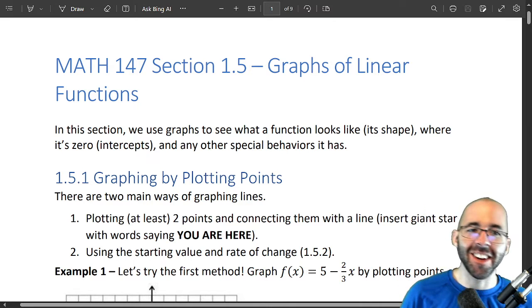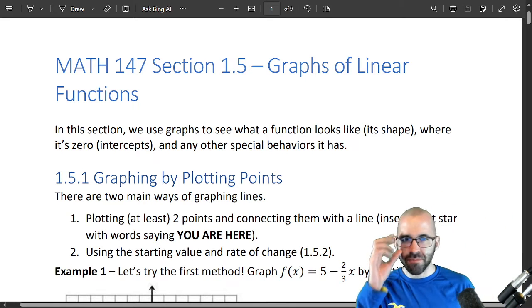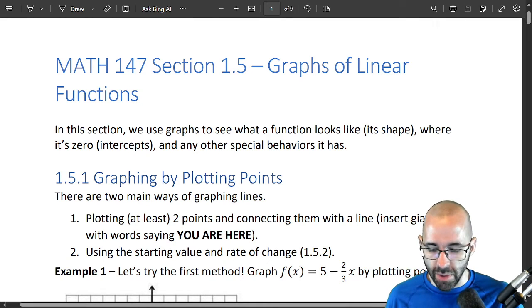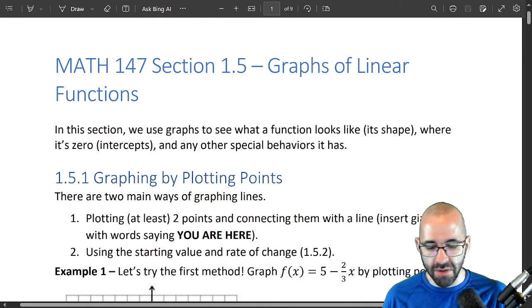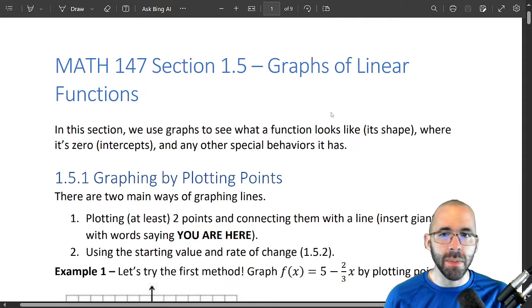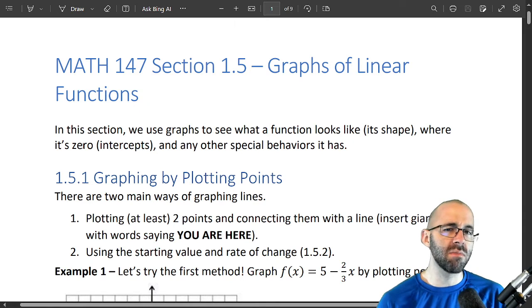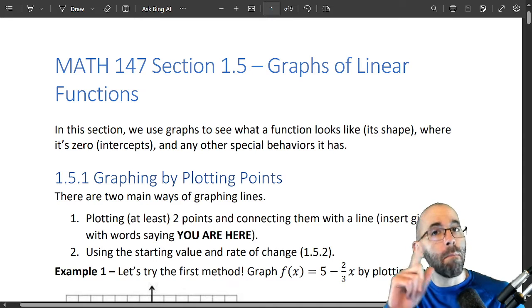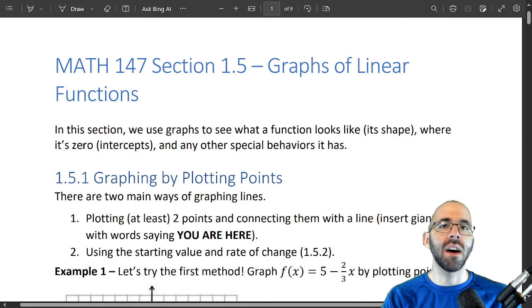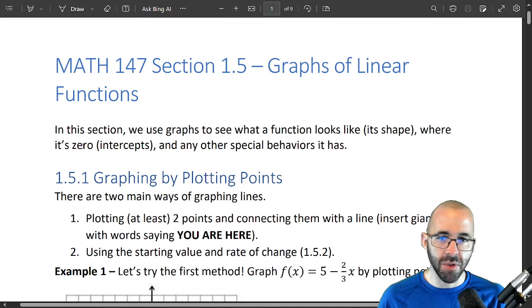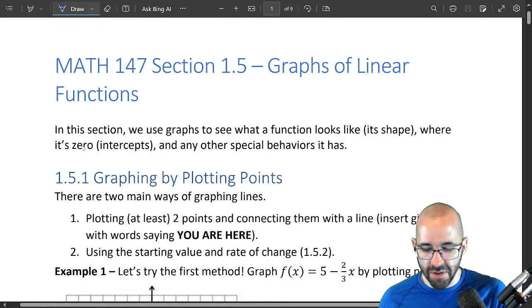So let's start by talking about graphs of linear functions. They're kind of an overarching thing for this section, right? We're going to use graphs to see what a function looks like so we can see its shape, where the function's zero, we're going to call those intercepts, and any other special behavior it has. What we'll talk about in this section is mostly for linear functions, but it applies to other functions as well. That'll be useful when we do talk about graphs of other functions.